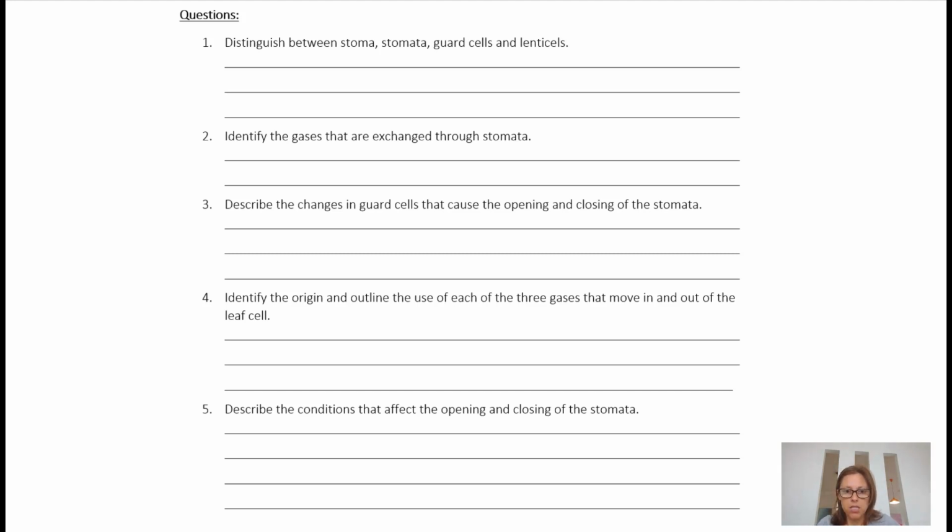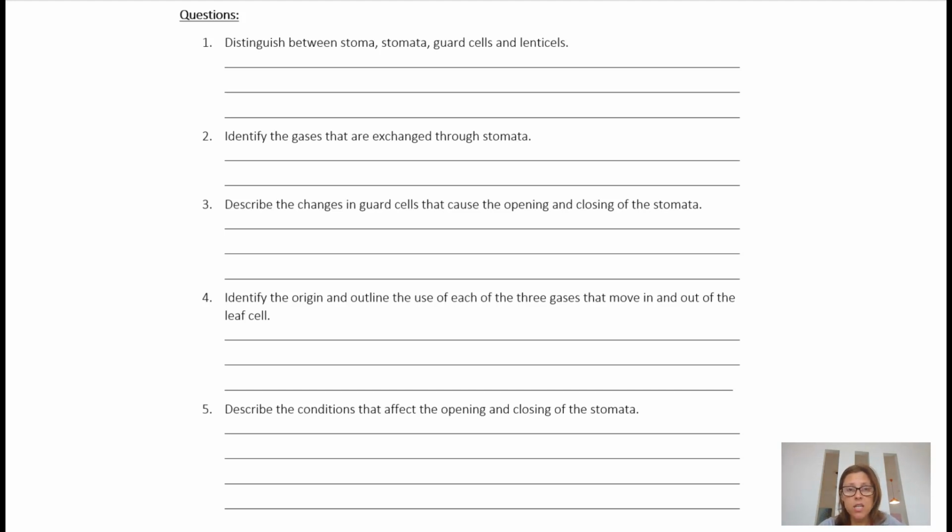Now describe the conditions that affect the opening and closing of the stomata. First of all, we've got temperature increases. So if temperature increases, more water is lost and the guard cells may close. If water availability decreases, carbon dioxide levels in the plant might increase. If carbon dioxide levels in the plant increase, the stomata will close to reduce any more carbon dioxide coming in. And obviously the reverse is true. If the carbon dioxide levels are too low, they will open to allow more to come in.